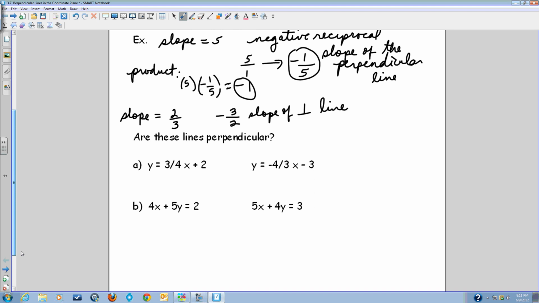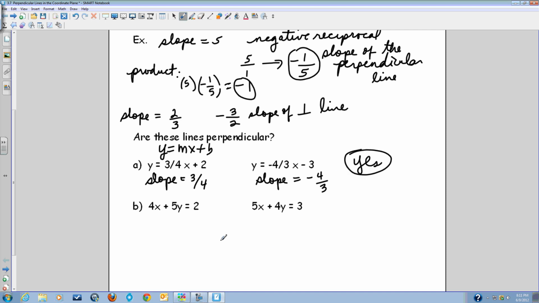Now, we want to know, are these lines perpendicular? Or any of them? Well, what's the slope of this first one? Notice this is in the form y = mx plus b. So the slope is going to be 3/4. This next one, y = -4/3 x minus 3. The slope is -4/3. Are those slopes negative reciprocals of each other? So yes, they are. So these lines are indeed perpendicular.